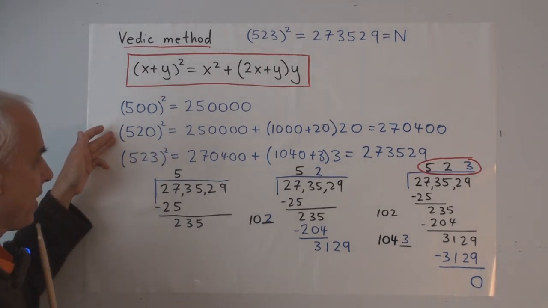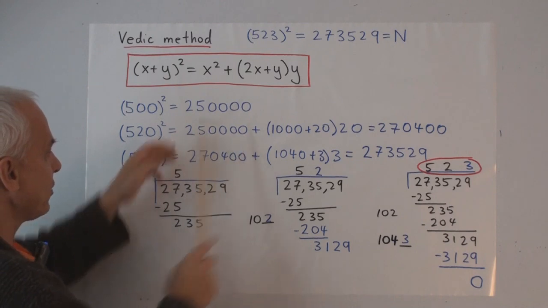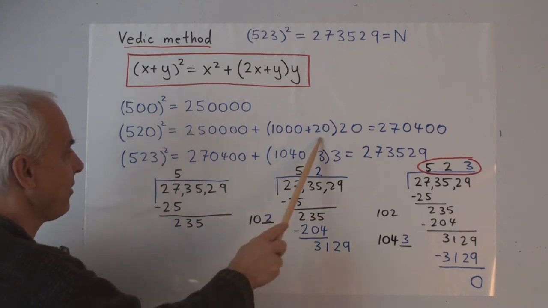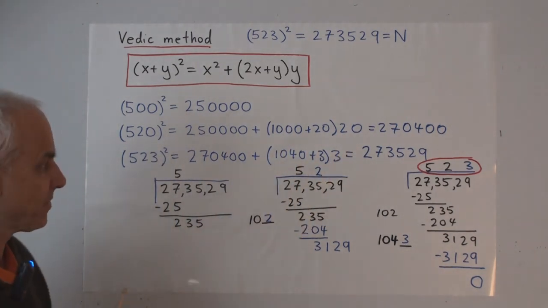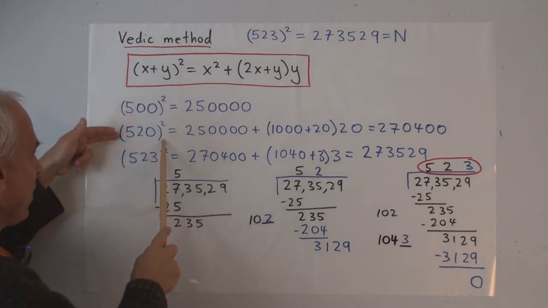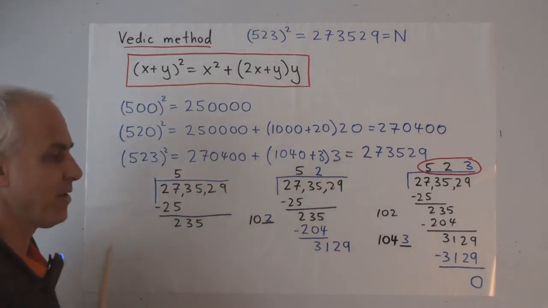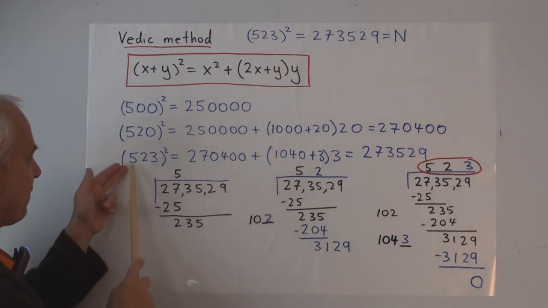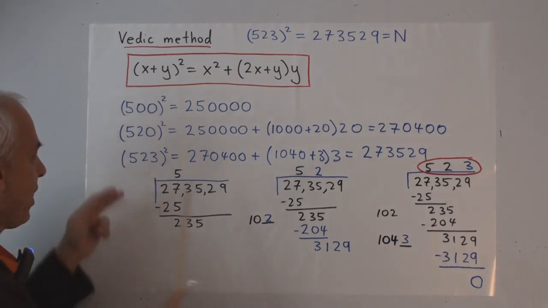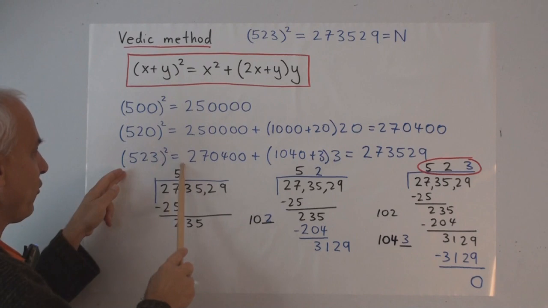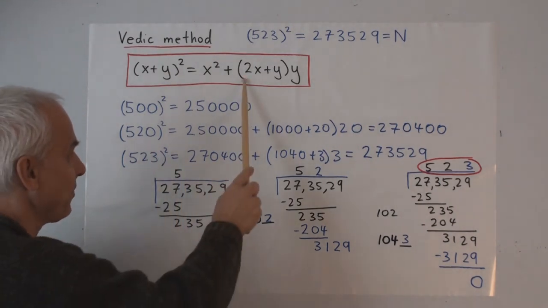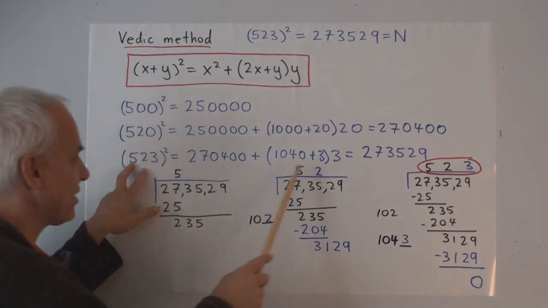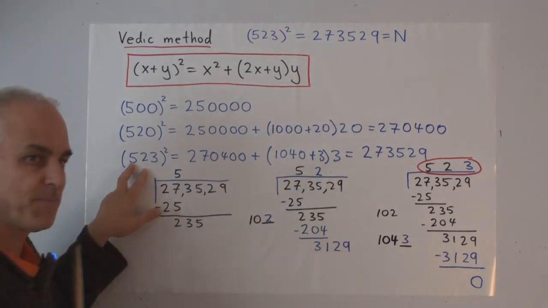520 squared will be, according to this law here, 500 squared plus (2 times 500 plus 20) times 20, so 1,000 plus 20, times 20. It's a way of thinking of how you go from here to here. What you're doing is you're adding this new component. And that turns out to be this number here. Then the next stage, 523, all squared. Well, that's what we have at the previous stage, 520 squared right there, plus something extra, the extra term given by (2 times 520 plus 3) times 3.